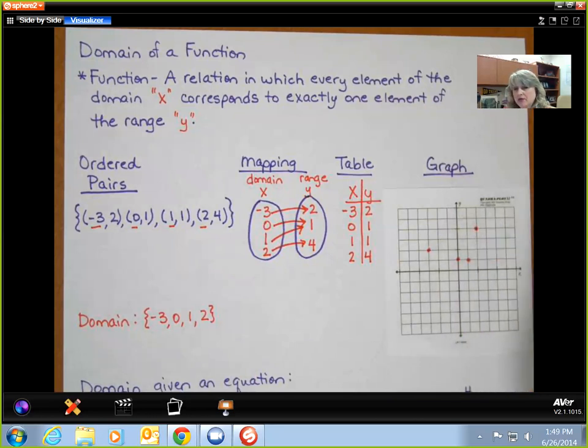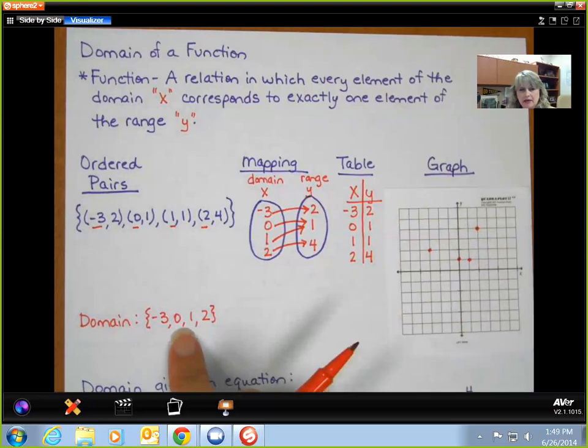And recall that when you see the picture of a function, it passes the vertical line test. If you draw a vertical line anywhere through your graph, the most times it would hit the graph would be 1 time. Okay, so this relation is a function. And again, the domain of this is -3, 0, 1, and 2.